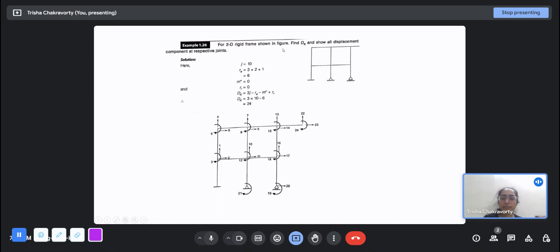Consider a 2D rigid frame. If there is a rigid frame, then the number of joints is 10: 1, 2, 3, 4, 5, 6, 7, 8, 9, and 10. And then the number of reactions is 3 plus 2 plus 1, that is 6. And here, from the formula, we can find that there are 24 degrees of freedom.